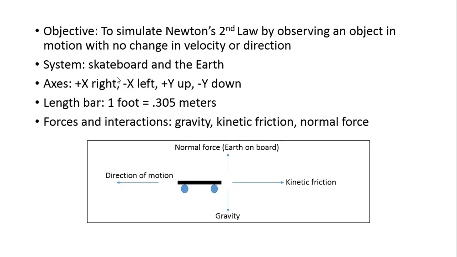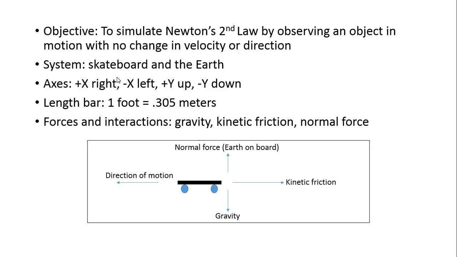So what I've done is included my system of a skateboard and the earth. How I've set up my axes is as follows. The positive x-axis is to the right, while the negative x-axis is to the left. The positive y-axis is up, and the negative y-axis is down. I've also included a length bar of 1 foot, which is equivalent to 0.305 meters.